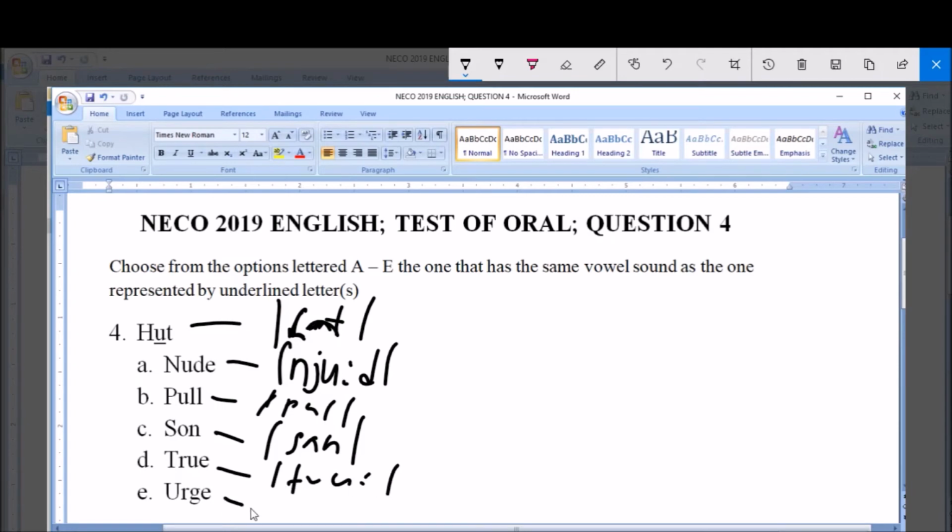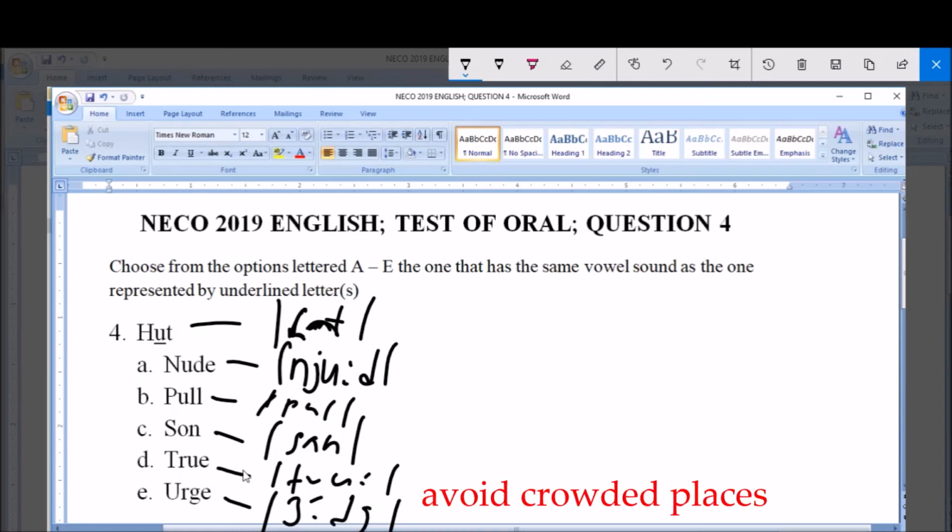The option E is pronounced as edge, not urge, as people call it. Is pronounced as what? Edge. So not urge, and so on and so forth. So the correct option here is option C, because option C contains the same vowel sound as in the underlined letter in the given word.